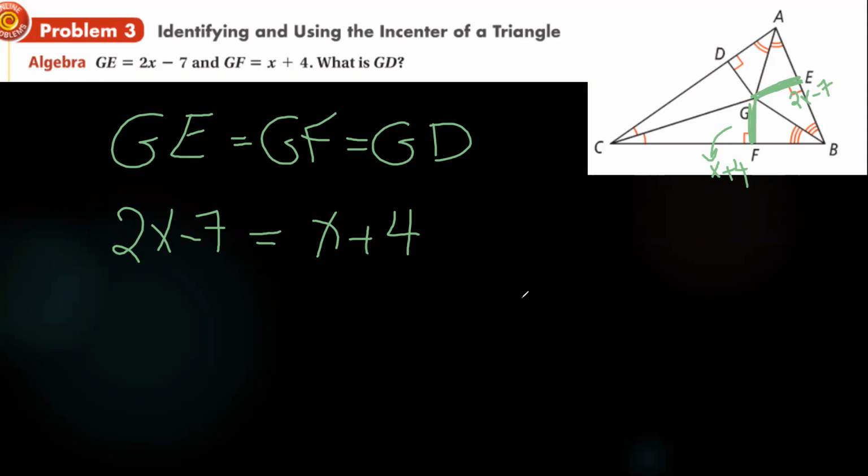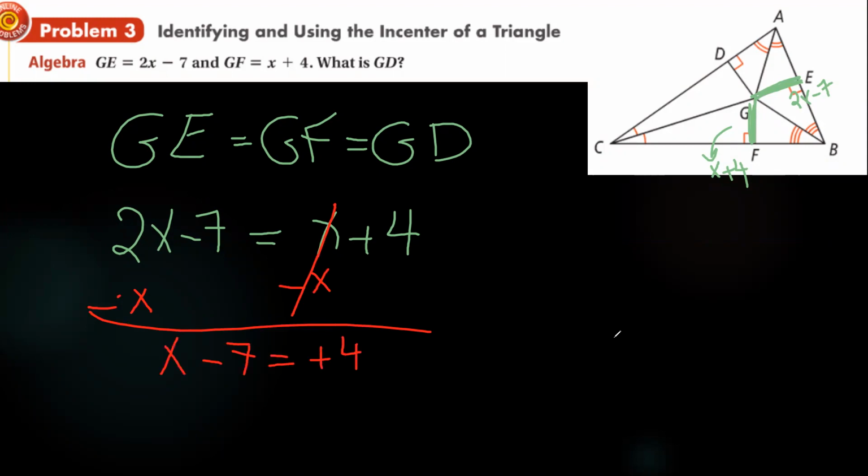Now, is it clear? Yes, miss. Then what do I need to find? I need to find the value of x. So minus x, minus x. So we have x minus 7 equals 4. Plus 7, plus 7. So x will be 11.